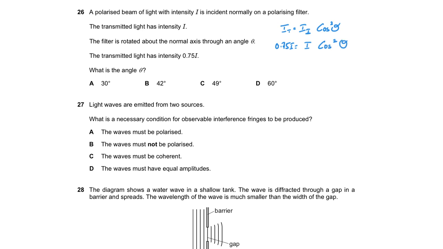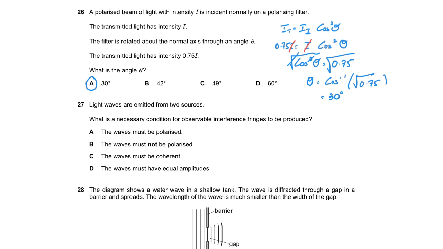So the I's cancel out and we end up with cos squared theta equal to 0.75. Square root both sides to get rid of the square, and that gives us theta equal to cos inverse of square root of 0.75, and theta comes out to be 30 degrees. So the answer here is A.